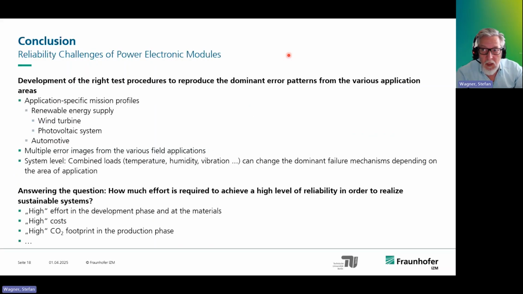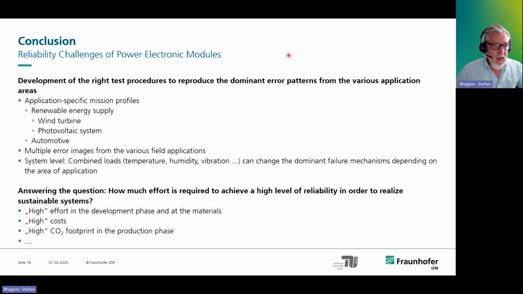Now let me come to my conclusion. The development of the right test procedures and to reproduce the domain error patterns from the various application areas is very important for the requirement to have a sustainable system.